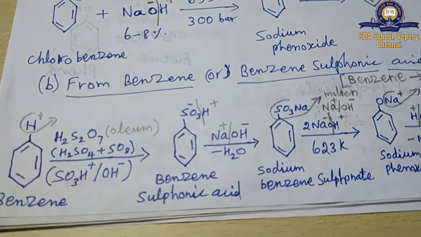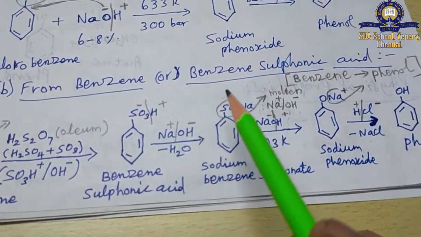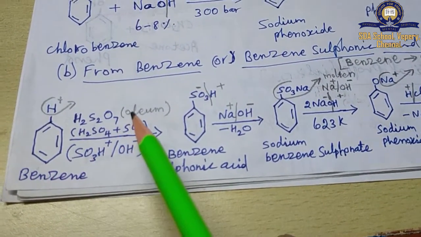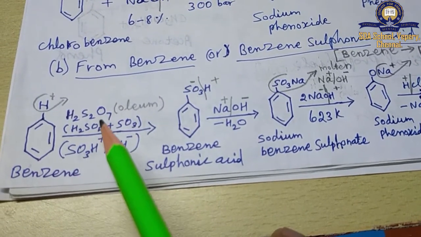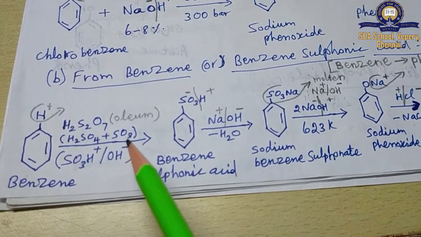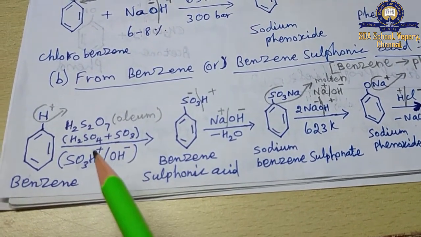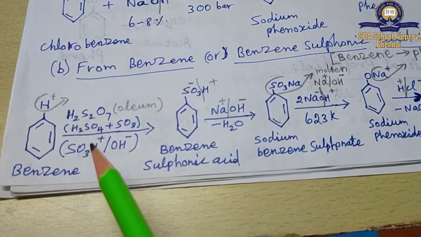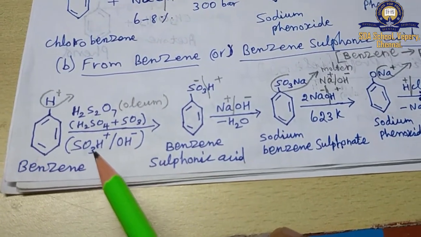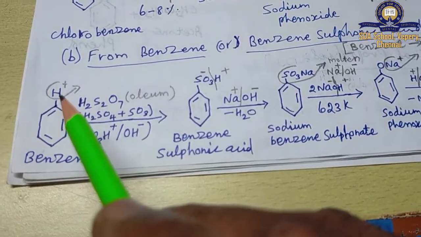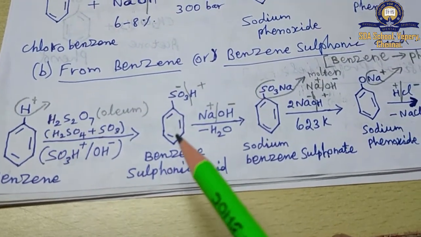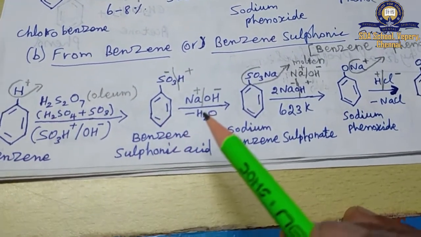The second method, getting phenol from benzene via benzene sulfonic acid. Here, benzene is allowed to react with oleum, formula H2S2O7. It is nothing but a combination of sulfuric acid and sulfur trioxide. Sulfuric acid ionized as SO3H plus and OH minus. That sulfonyl group, SO3H plus, replaces the H plus ion from benzene to give benzene sulfonic acid. This is allowed to react with sodium hydroxide.